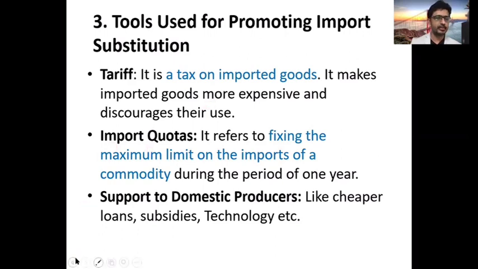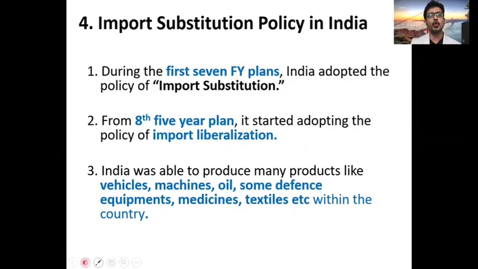The next point, that is number 4, import substitution policy in India. Now see, during the first 7 5-year plans, India adopted the policy of import substitution. Now, as you all know that the planning in India, the 5-year planning started in India in 1951. So right from 1951 till the end of the 7th 5-year plan, the government tried to promote this policy of import substitution.